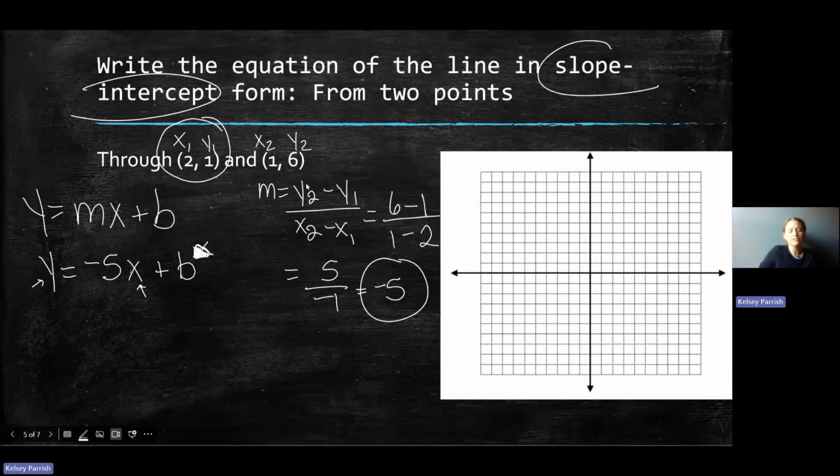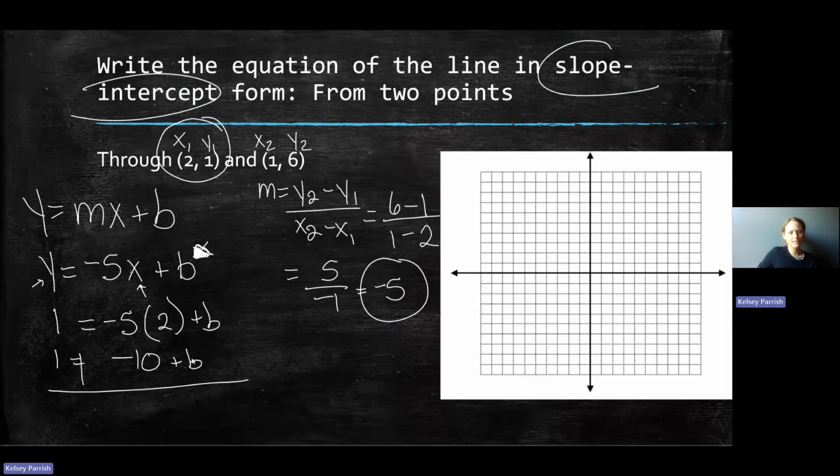Could I have chosen this second point? Yeah, I'm going to choose the point that's easier. And 2 and 1 are smaller numbers than 1 and 6. So I'm going to go ahead and choose the first point. So what is the y value? Well, it's 1. What is the x value? 2. Now I have a two-step equation. -5 times 2 is -10.